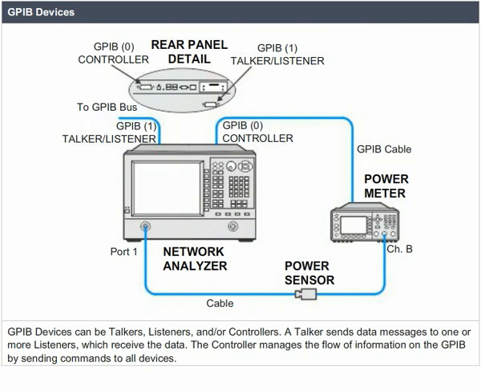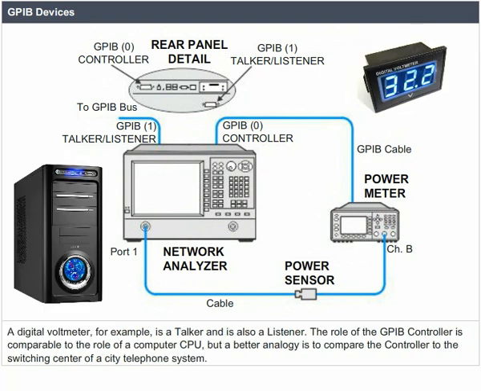GPIB devices can be talkers, listeners, and/or controllers. A talker sends data messages to one or more listeners, which receive the data. The controller manages the flow of information on the GPIB by sending commands to all devices. A digital voltmeter, for example, is a talker and is also a listener. The role of the GPIB controller is comparable to the role of a computer CPU, but a better analogy is to compare the controller to the switching center of a city telephone system.